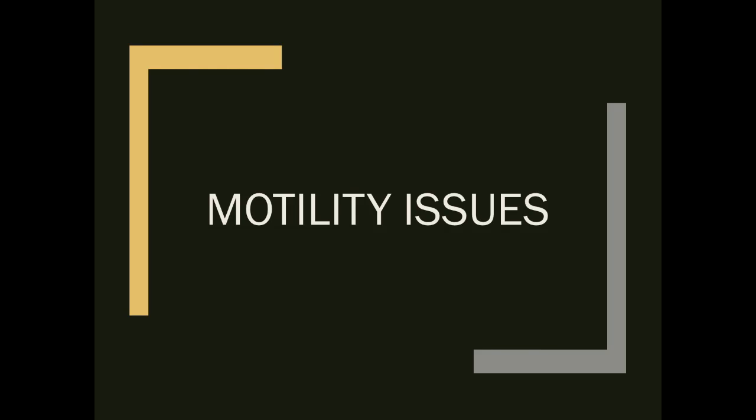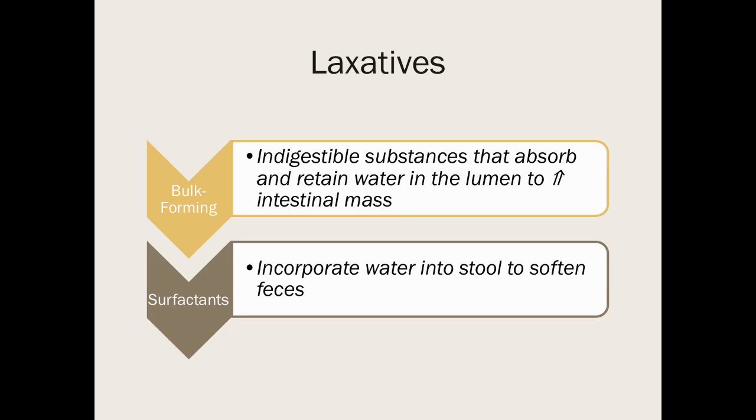Now let's talk about some motility issues and medications that affect motility and either start the process or stop the process. Let's talk about laxatives, which will get that bowel movement process started. We've got four major types of laxatives.